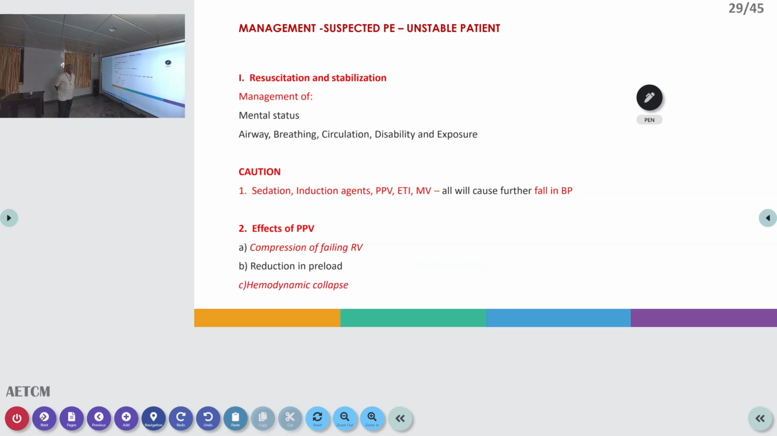And then management aspects. Whenever you are suspecting a pulmonary embolism and the patient is unstable, the first management for the unstable patient is resuscitation and stabilization.